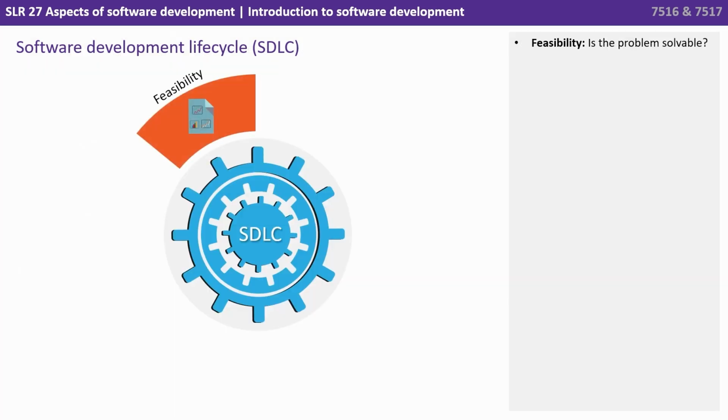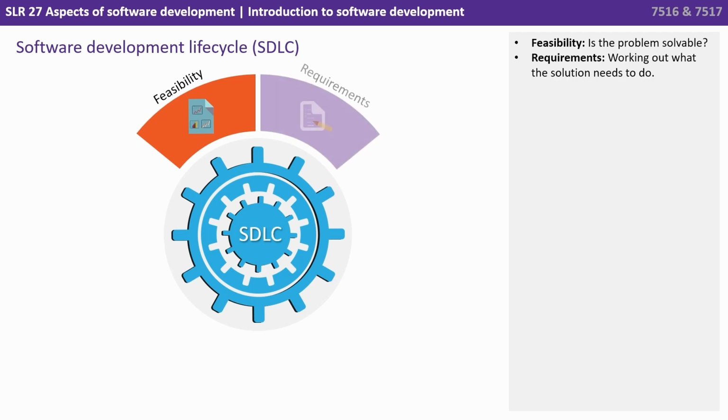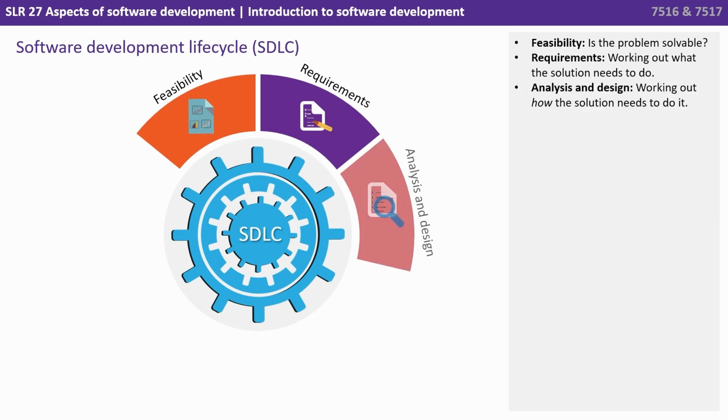So what are the various stages? First, there's feasibility. So is the problem even something which can be solved computationally? Is it cost effective? Is there enough time? Requirements. In this phase, we work out what the solution needs to do. Analysis and design. We work out how the solution needs to do it.